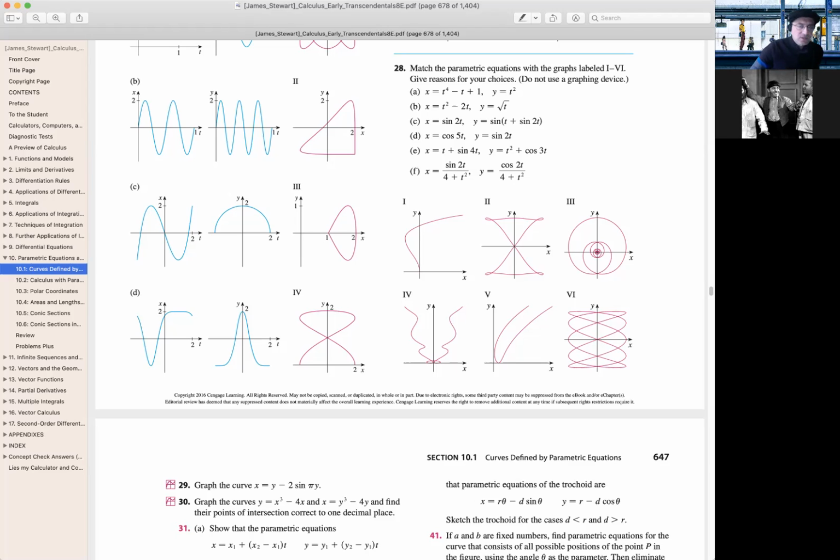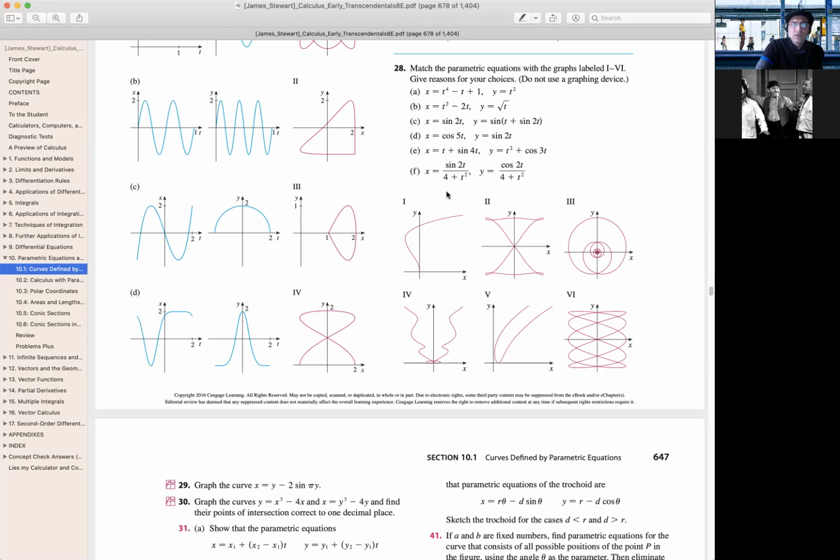Okay, so let's try to do the matching without actually using a graphing device. The first thing I'd like to point out is that if we stare at these graphs, some of them have different properties than others. For example, graph number 3, graph number 6, graph number 2 are all bounded. They exist in a bounded portion of the plane, whereas graphs 1, 4, and 5 are unbounded, it seems like.